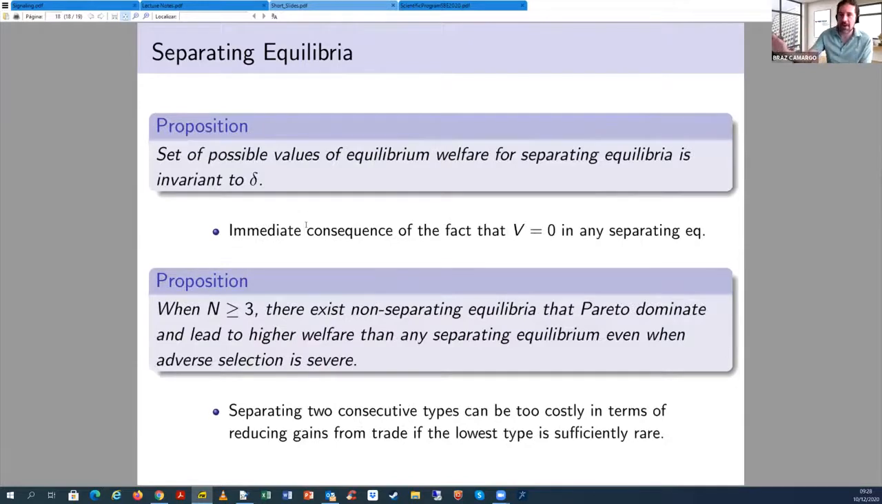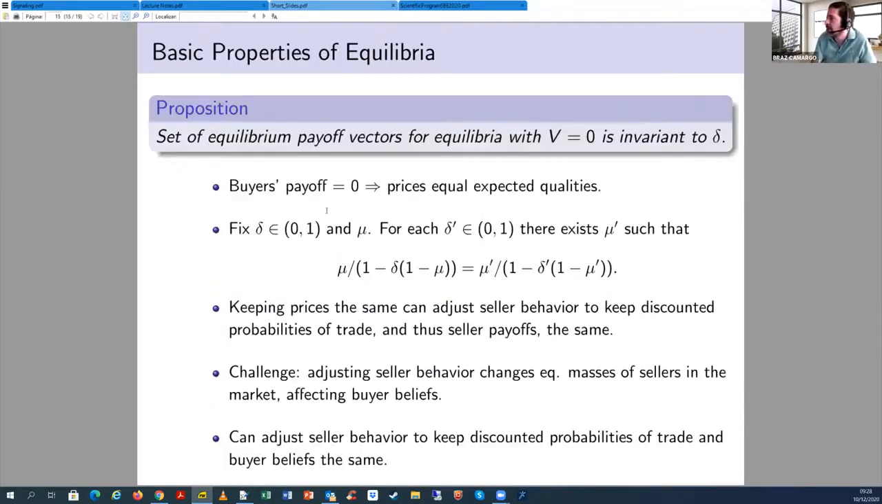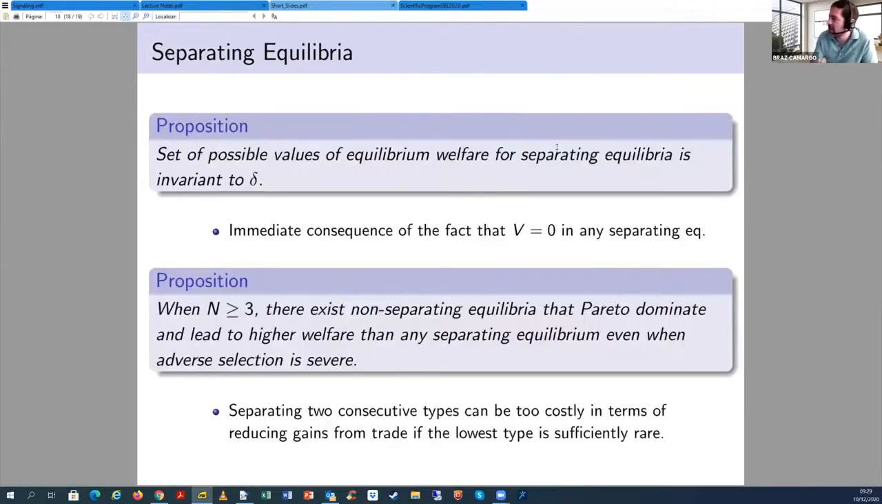Now I can land on the two main slides. A straightforward consequence of this result: remember the result that the set of equilibrium payoff vectors in equilibrium with V equal to 0 is invariant to delta. In this case, welfare is determined completely by the discounted probabilities of trade and consequently by the seller payoffs. Because I showed that in a separating equilibrium V is equal to 0, an immediate consequence is that the set of possible values of equilibrium welfare for separating equilibrium is invariant to the discount factor.